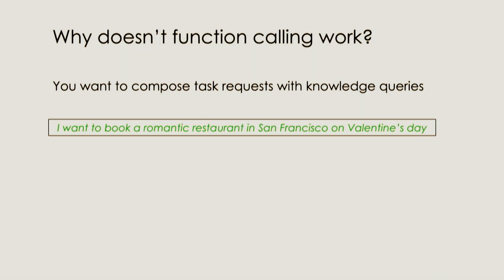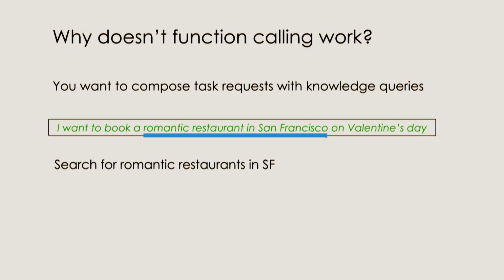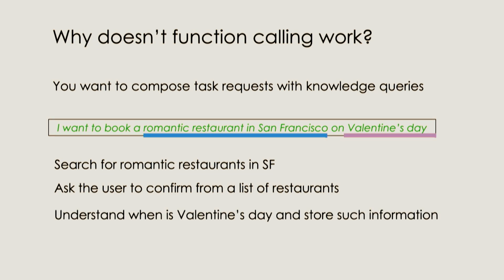So for example, if I say I want to book a romantic restaurant in San Francisco on Valentine's Day, this is a request for booking a restaurant, but it also has a knowledge query, which is that I want to look for some romantic restaurants in SF. So ideally we would want to search for romantic restaurants in San Francisco. Then we might want to ask the user for confirmation: which of these restaurants do you want to actually book? And then we can go on to completing the task, which is to book it on Valentine's Day, which is actually today.